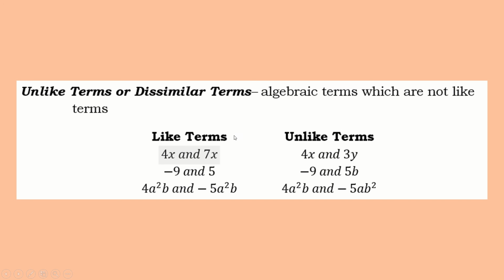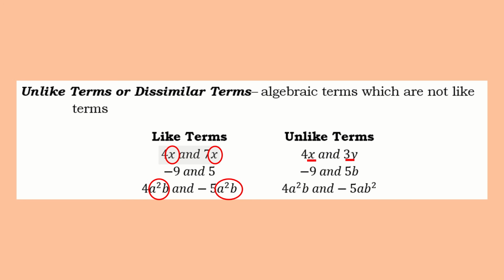So from this example, like terms, we have 4x and 7x, negative 9 and 5, 4a squared b, and negative 5a squared b. So the terms, same sila, may 4x. The second example, wala sila variable, therefore, same sila. And the last example is na sila same na term, which is a squared b. So therefore, in adding or subtracting a term, so dali lang nimo siya. So pangitaon nimo ang parehas og term nga imuhang ma-plus or ma-minus or multiply or ma-divide. So anything nga parehas og term, i-uba na nimo sila.